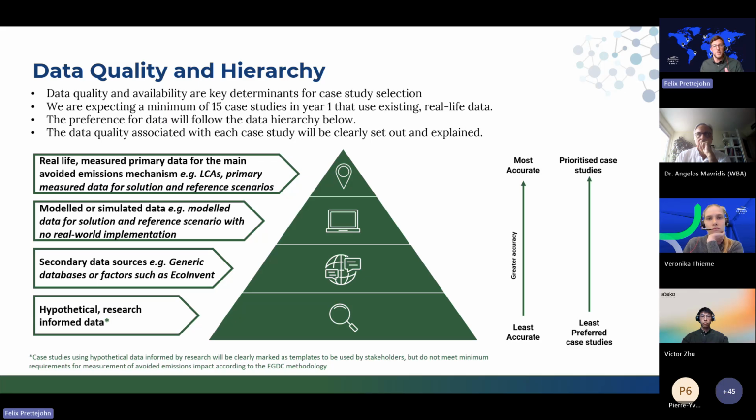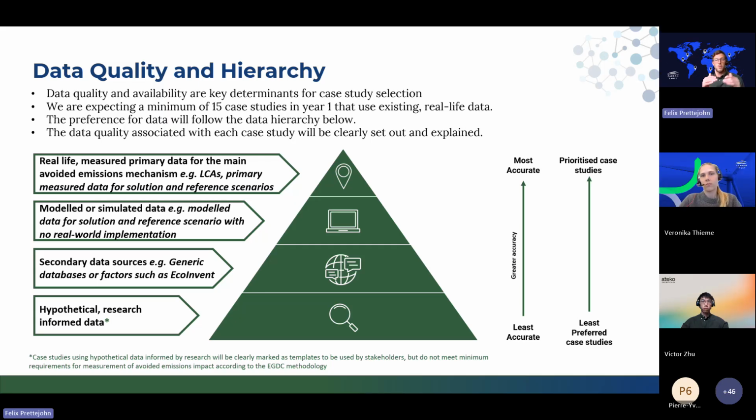And then finally is hypothetical or research informed data. So an EGDC aligned case study wouldn't qualify using hypothetical data. It does have to have measured data. But it might be the case that we go through a case study and it gets to a point where we're missing some data, and we've put some effort into the case study development. So we've got a tool, but it's just not EGDC aligned. Some of it has to be populated with hypothetical research data. So that would be our least preferred, and we'll obviously be prioritizing solutions that have collected data. And so we're hoping we don't have any case studies that end up with any hypothetical data.